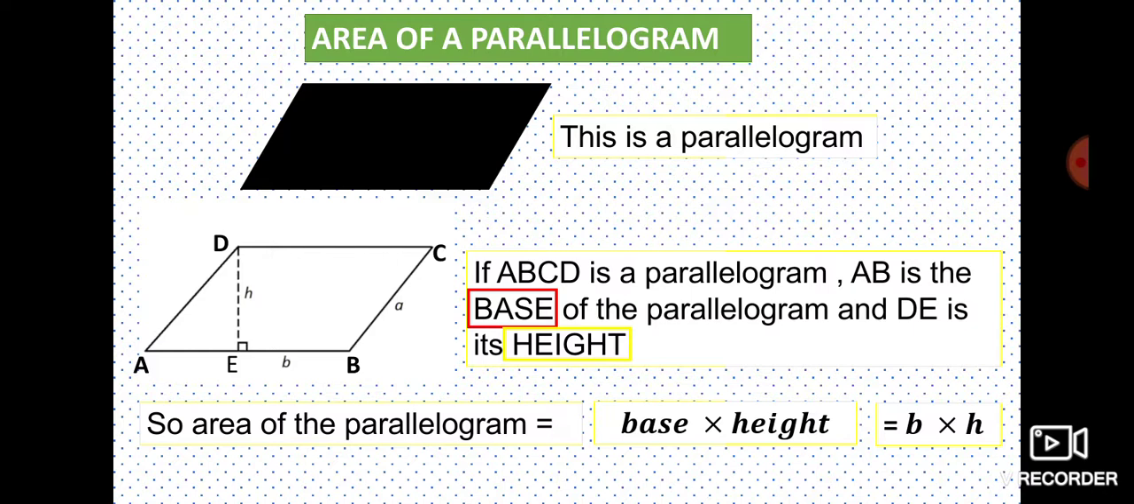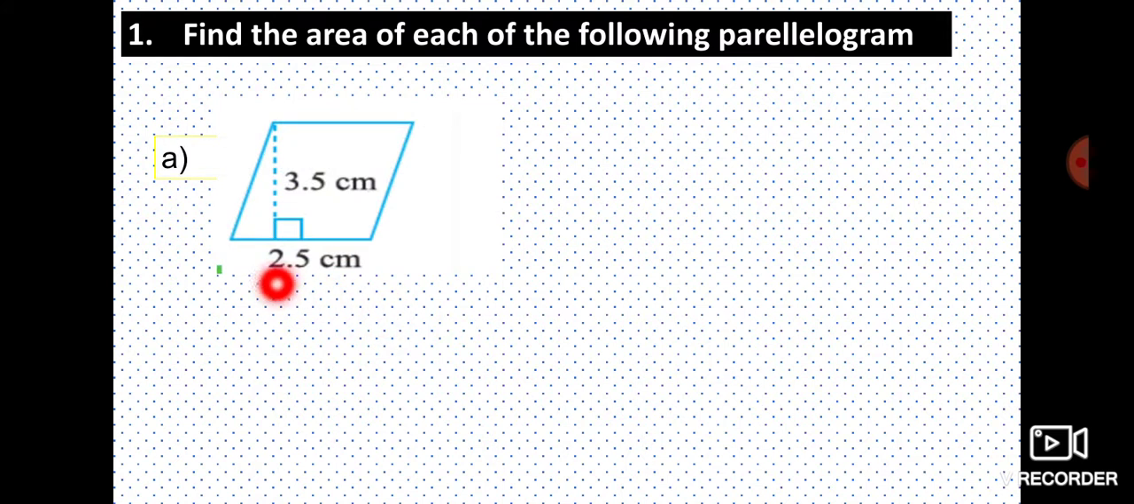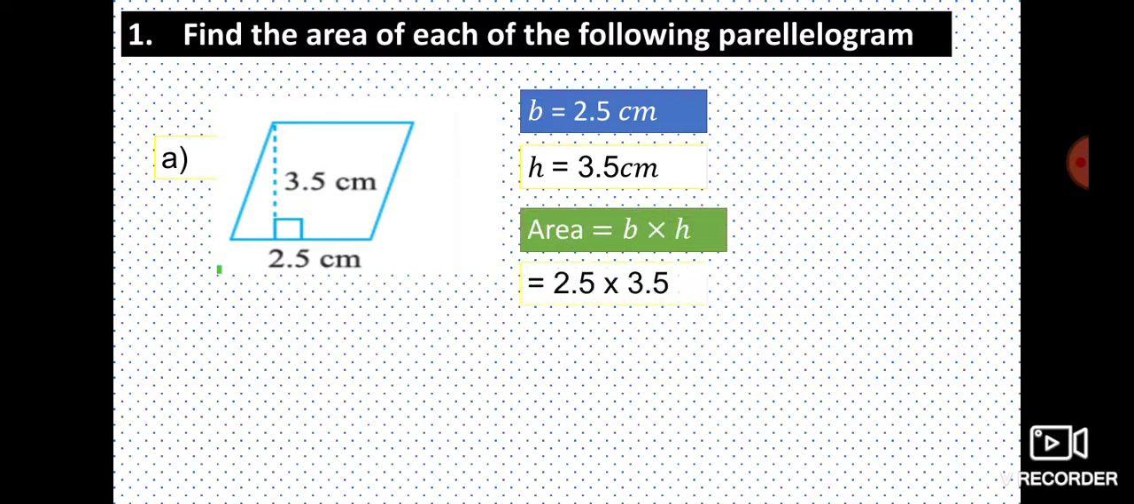By using this equation, we have to do some problems. First question, find the area of each of the following parallelograms. First figure is given. This 2.5 is base and 3.5 is height. b equal to 2.5, h equal to 3.5. Area equal to b into h. By multiplying 2.5 into 3.5 equal to 8.75.